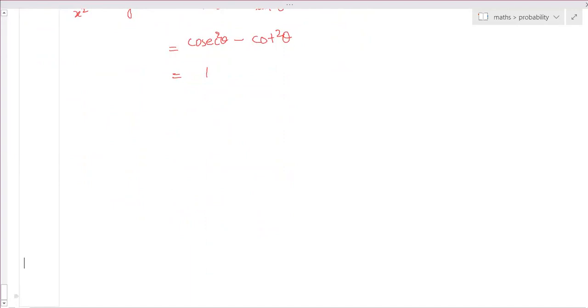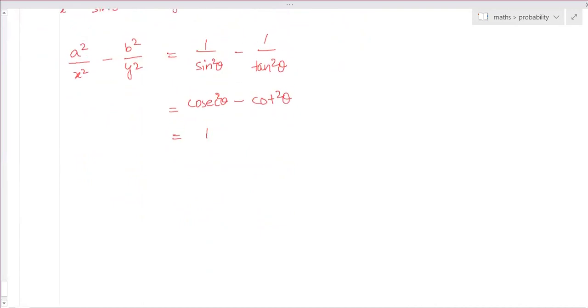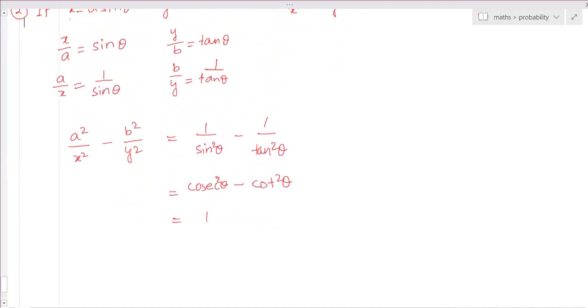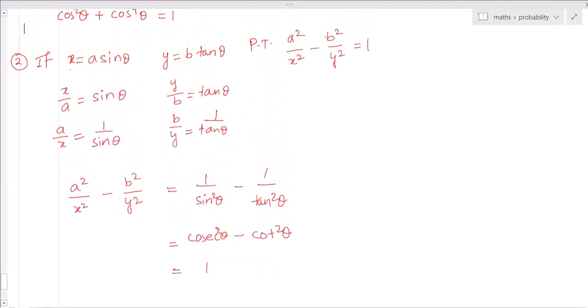Ma'am, it's given a square by x square minus b square by y square, right? Can't we simplify that? What will you get by simplifying? I mean, till we get some very easy value, can it be simplified? You cannot. Why? How? Which value will you get simplified? A square y square minus b square x square by x square y square. So how complicated it will go? Okay, ma'am.